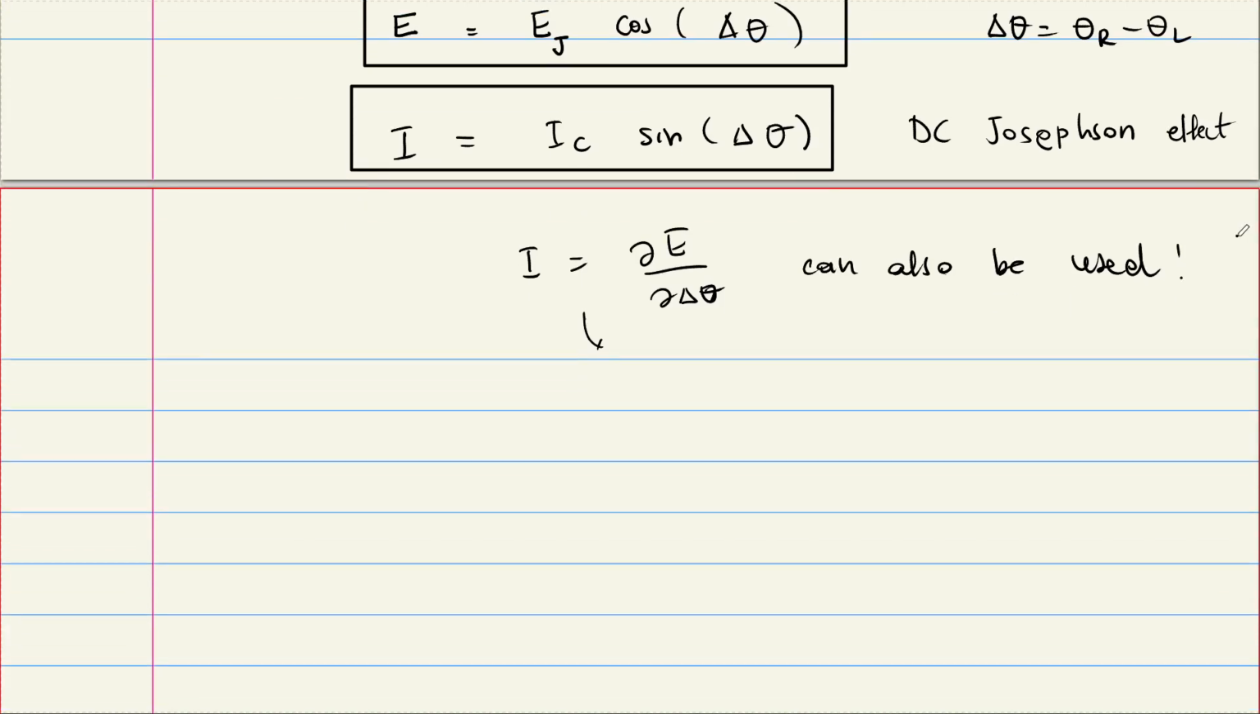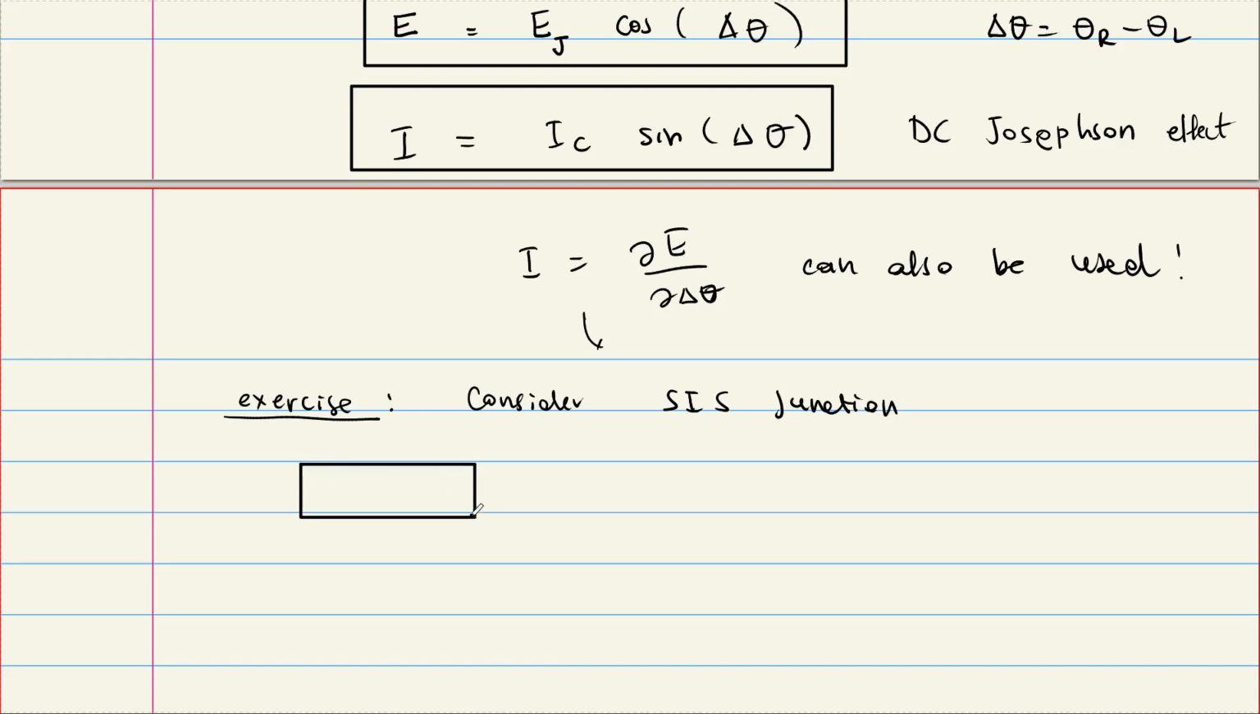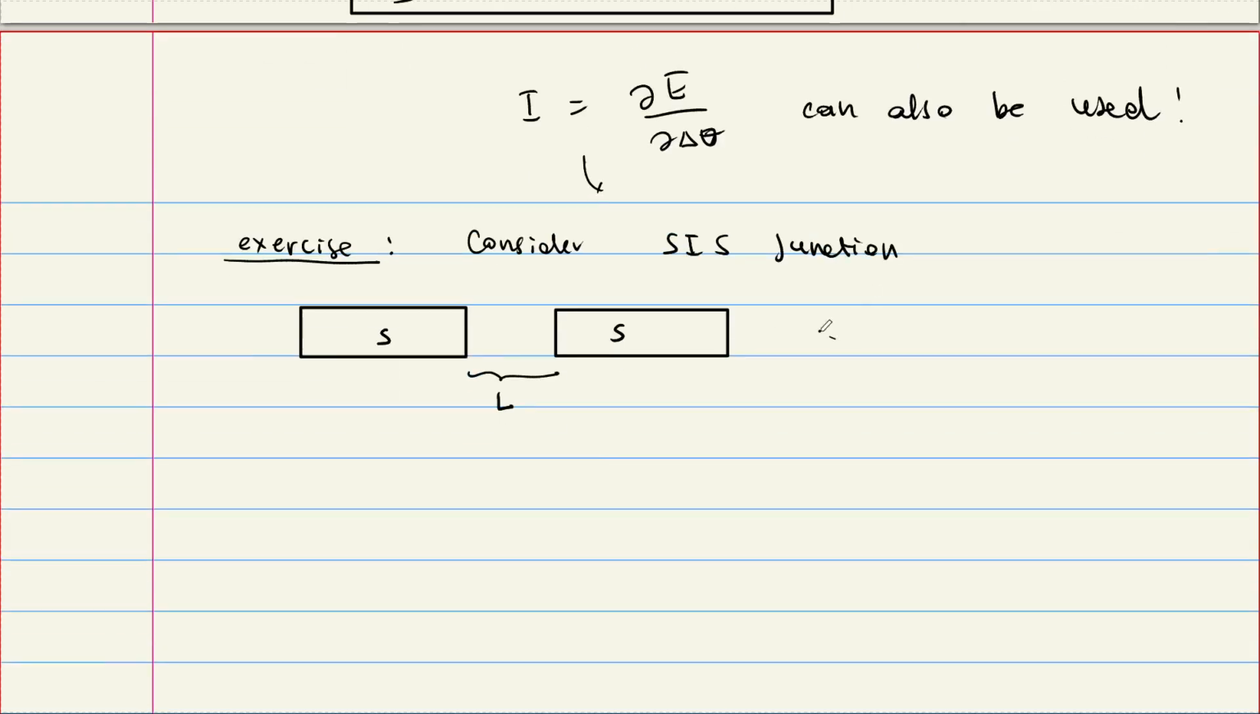Actually, let me give this part as an exercise. If you have the appetite, you can do this. So, exercise. Consider an SIS junction. So this is something like that. I have drawn a board, something like this, and another one here. And there's some distance here, L. So this is SS.